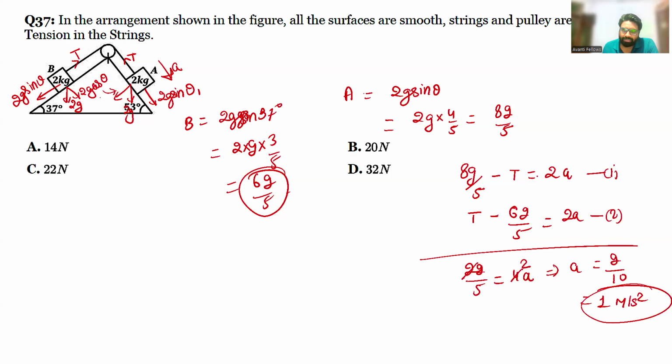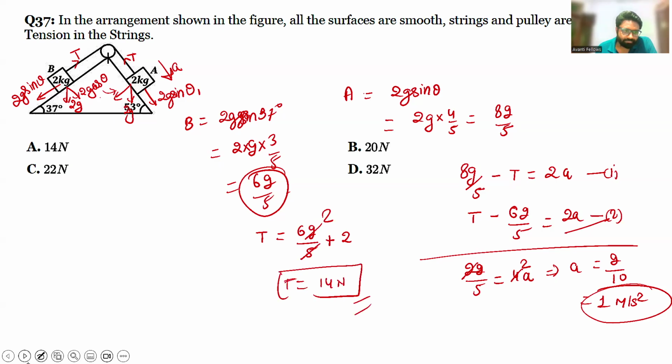Now we have to calculate the value of tension, so you can put it in for easier calculation. T equals 6g by 5 plus 2. Now this g will cancel out 2 times. 6 times 2 is 12, plus 2 will be 14 Newton. So tension in the string will be 14 Newton.